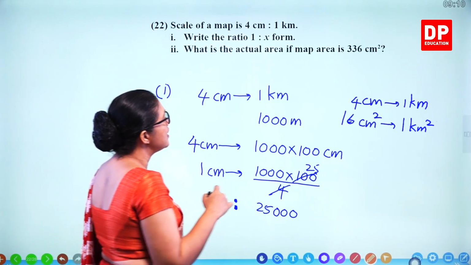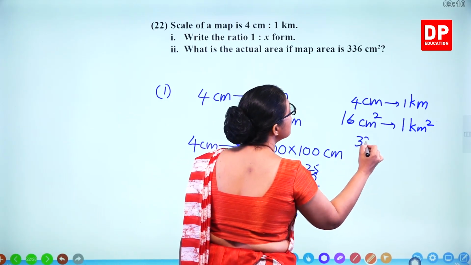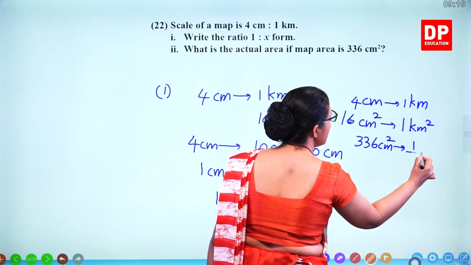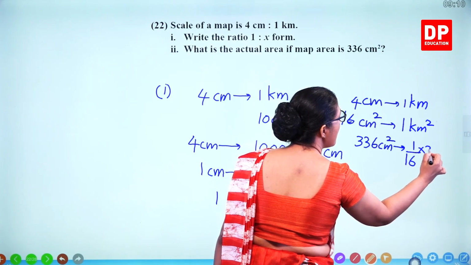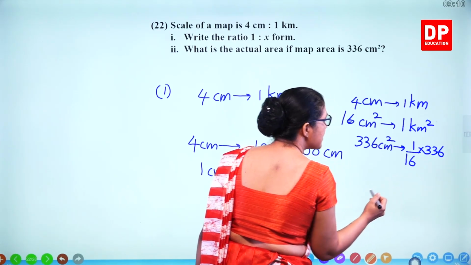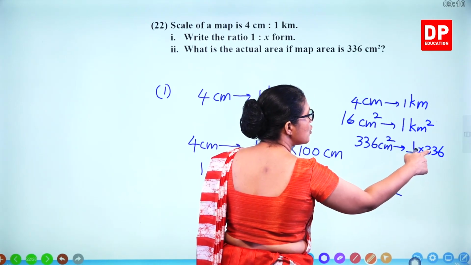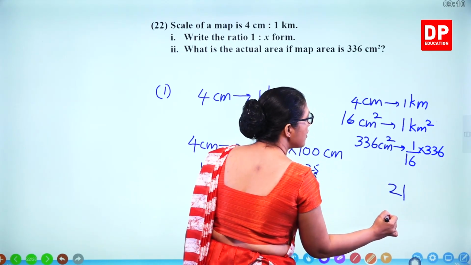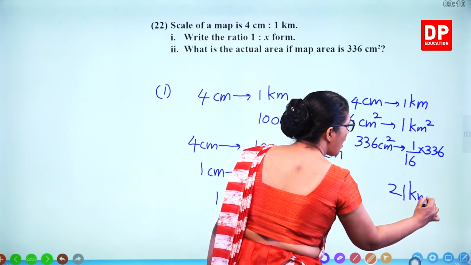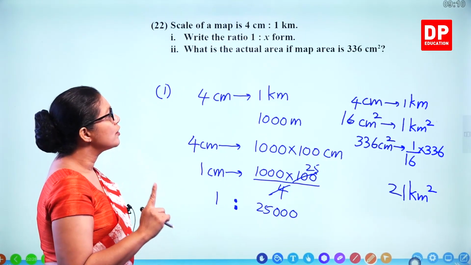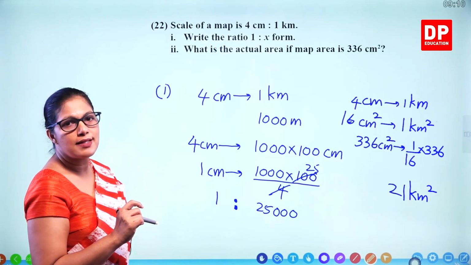Now we need 336 square centimeters. So you have to divide by 16. 336 divided by 16. 16 times 2, 32, and for 16 that's 1. 21 square kilometers is the actual area for 336 square centimeters.